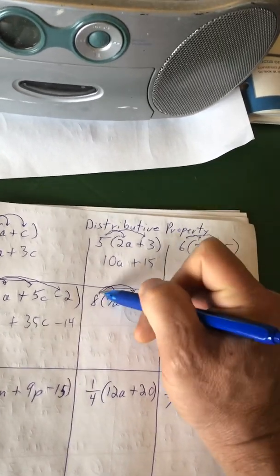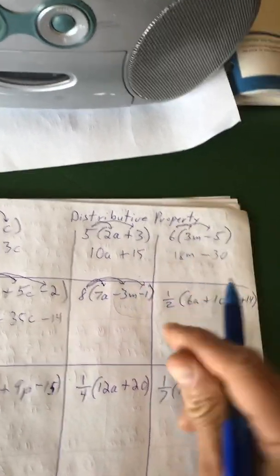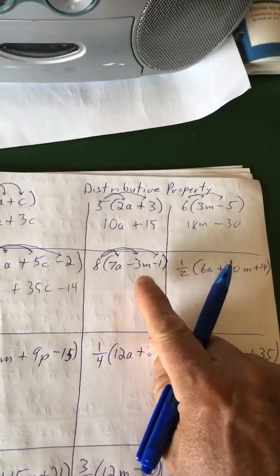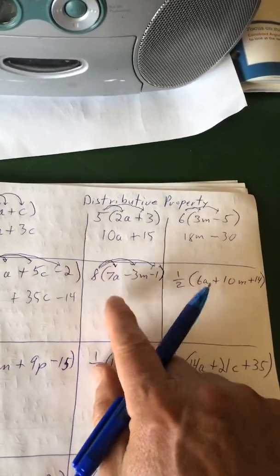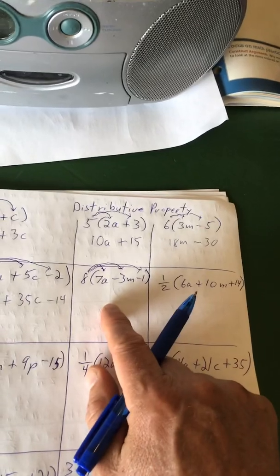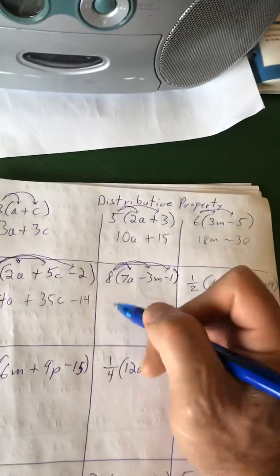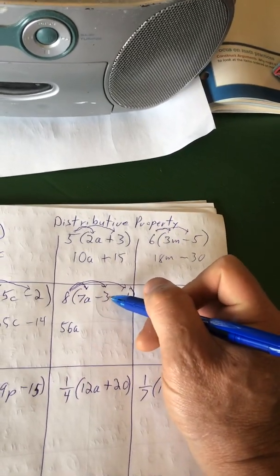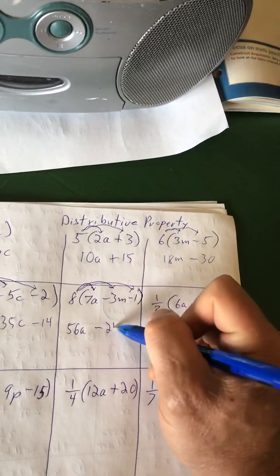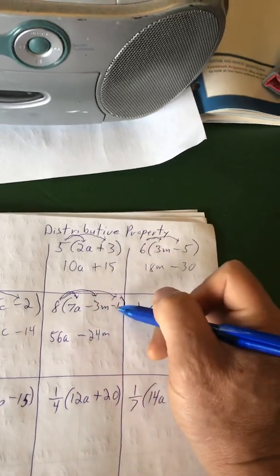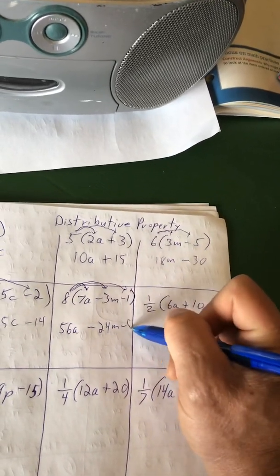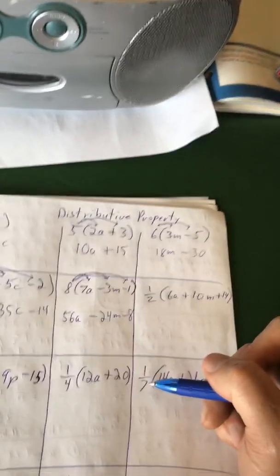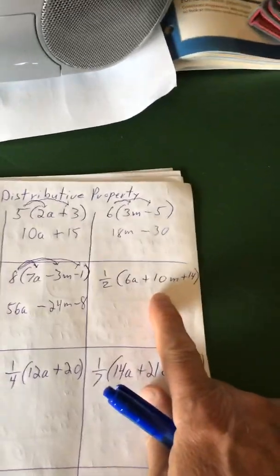I encourage you, math is not a spectator sport. Engage. You've seen a few now, 4 now, you should be able to do this. So 8 times 7 is 56a. 8 times 3 is, so it's going to be minus 24m. And 8 times 1 is going to be minus 8. Right?